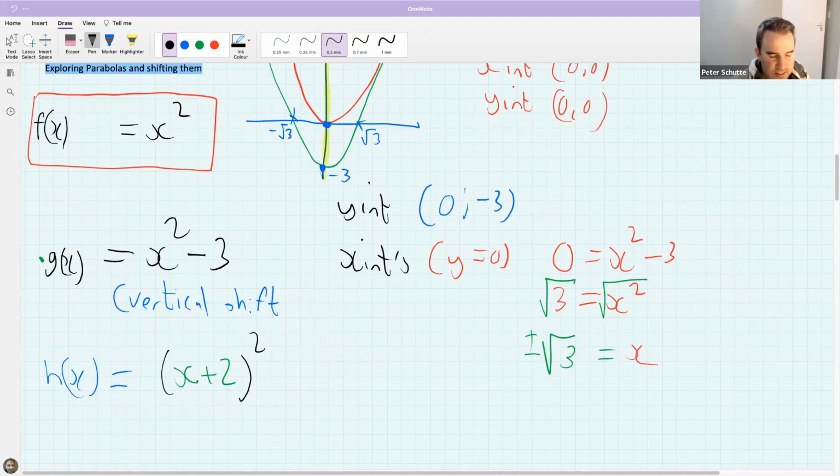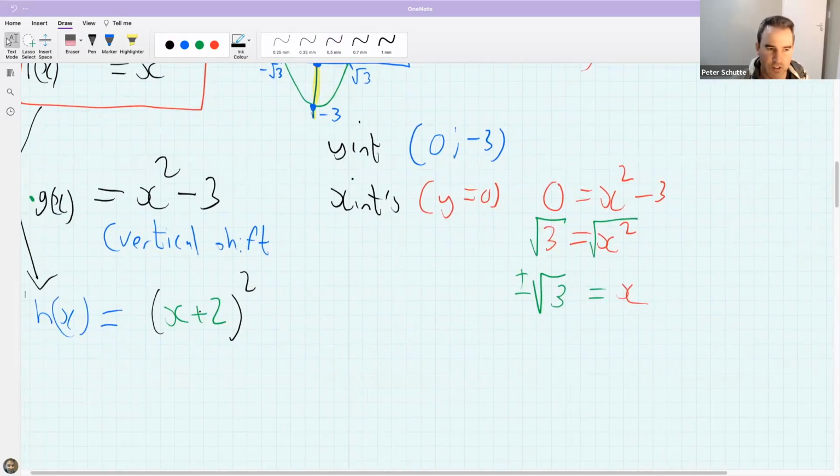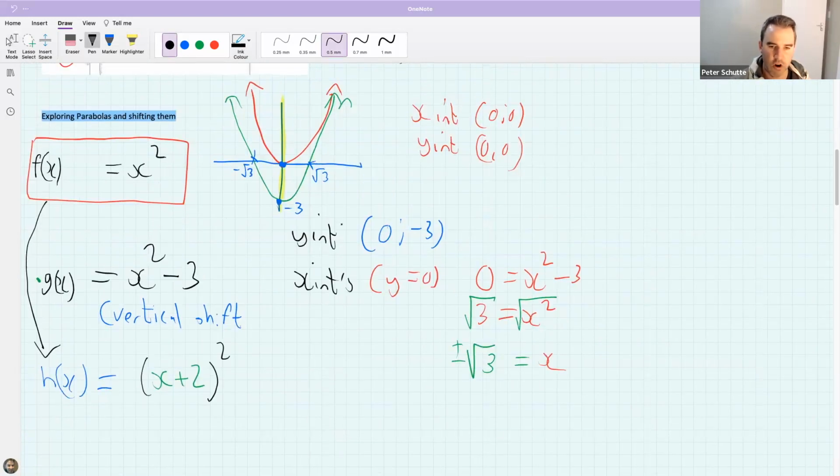So this is a new parabola. I've called it h, and all I've done is I've referred to the original, and I've made it x plus 2 squared. Now, I want us to try and find the x and y intercepts for this x plus 2 squared. So are there any ideas about how we can find the x and y intercept for this graph that I'm saying is a horizontal shift of the original graph?